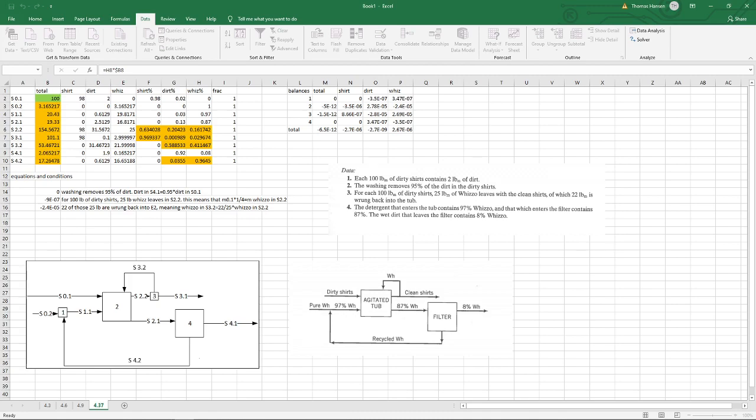Close that. Sorry, I just lost track of the chat. Do I have more shirts exiting? I don't think so. You have 100 pounds of dirty shirts entering, but 101 pounds of clean shirts exiting. S01 and 31. Yeah, okay.